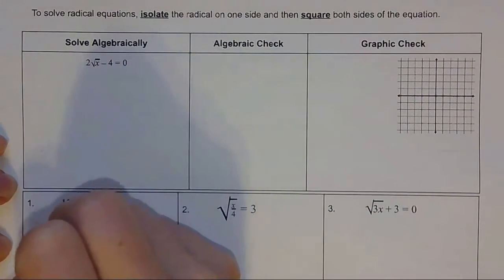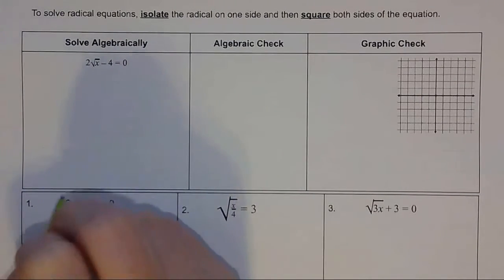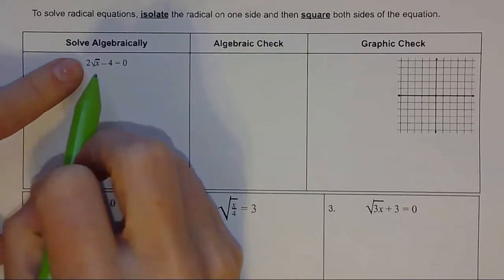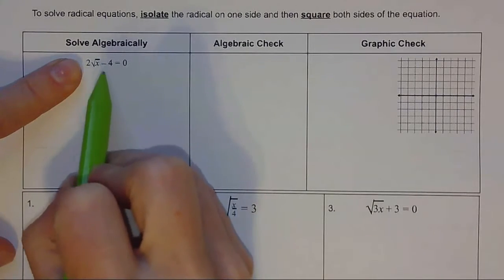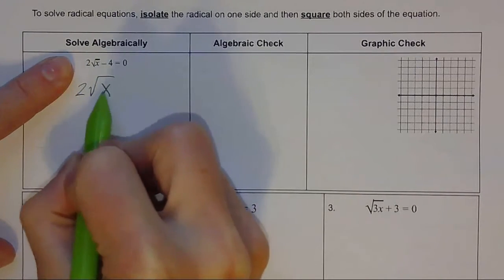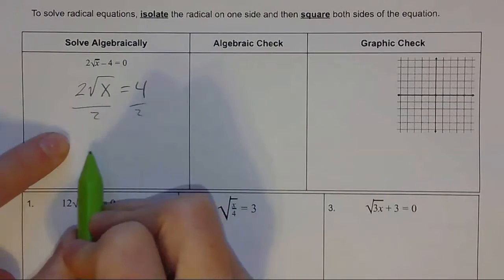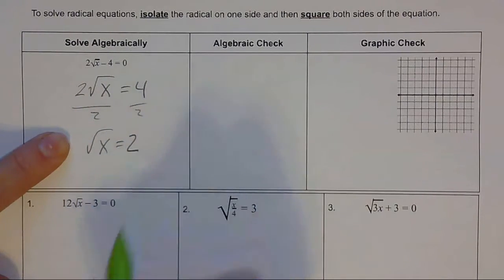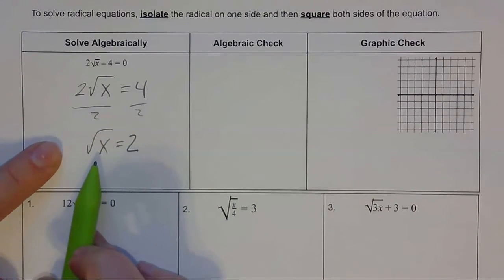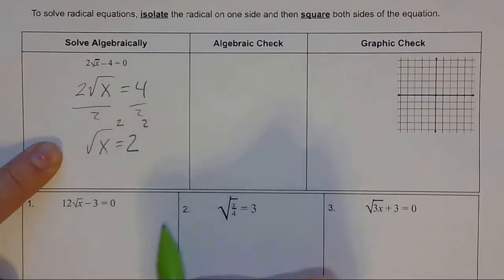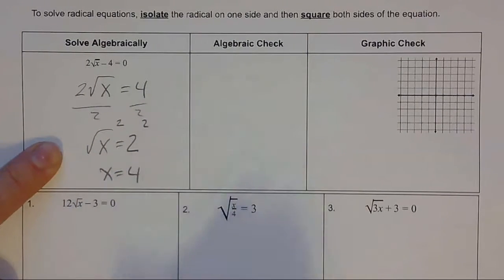So I'm going to show you several times how to do it, and then a couple of the trickier sort of things. Okay, so here, isolate that square root by adding 4. So you get 2 root x equals 4. Get rid of that 2 by dividing by 2. You're going to get root x equals 2. And then to undo square rooting, you're going to square. So square both sides, you get x equals 4.